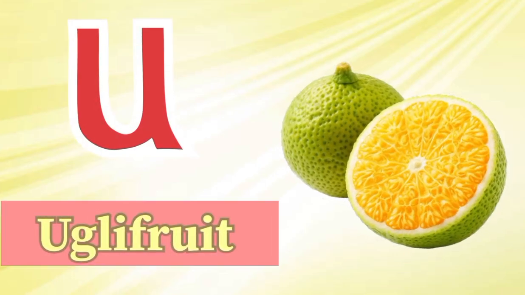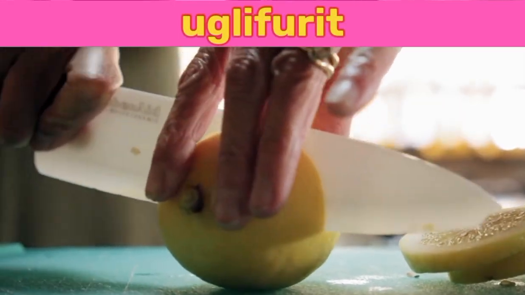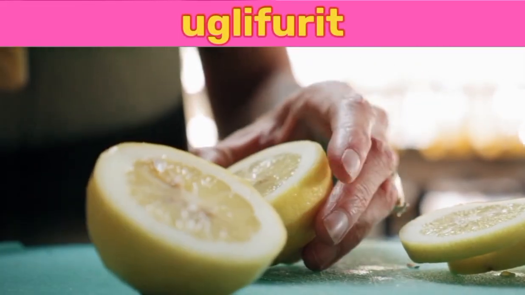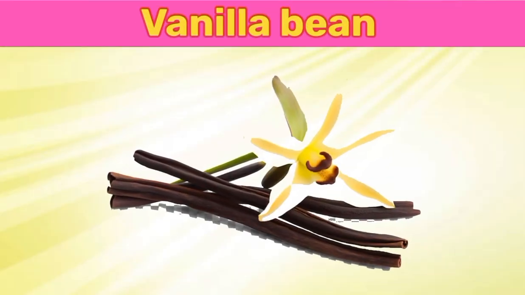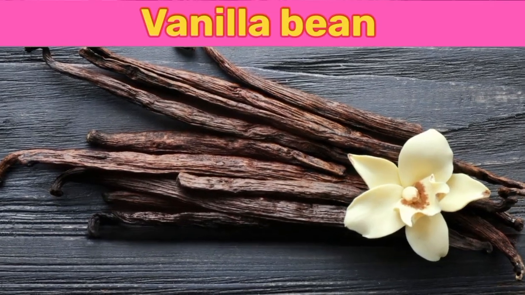U for ugly fruit. Look, funny bumpy skin. V for vanilla bean. Look, long dark beans.